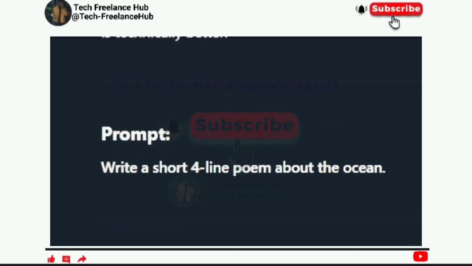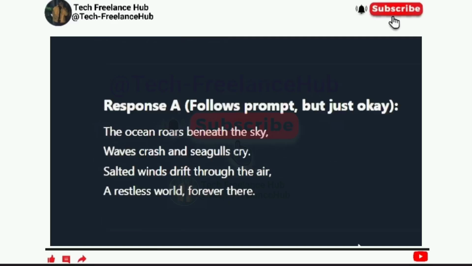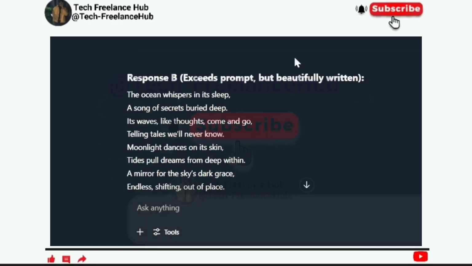And the last prompt here, this one might seem a little bit familiar. Follow me on this. The prompt is, write a short 4-line poem about the ocean. Response A says, the ocean roars beneath the sky, waves crash and seagulls cry. Salted winds drift through the air, a restless world forever there. Okay. And then response B is, the ocean whispers in its sleep, a song of secrets buried deep. Its waves like thoughts come and go, telling tales we'll never know. Moonlight dances on its skin, tides pull dreams from deep within. A mirror for the sky's dark grace, endless shifting out of place.